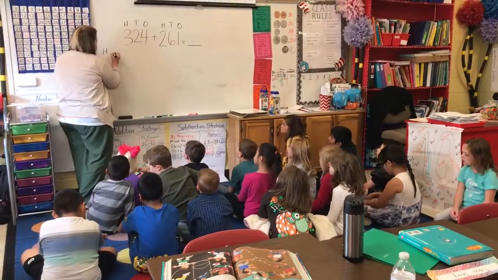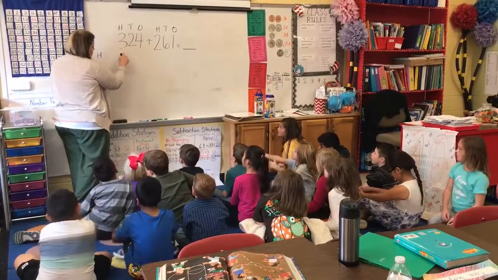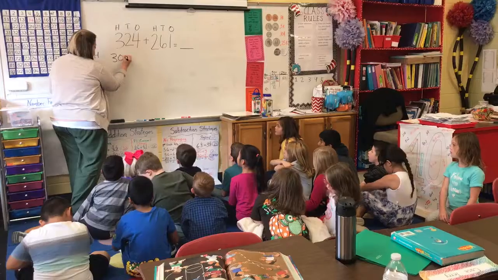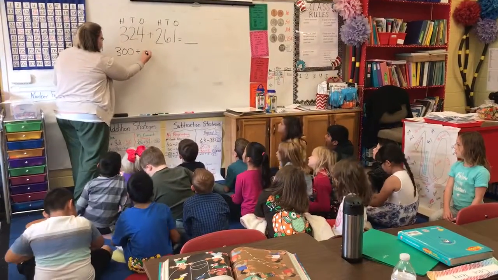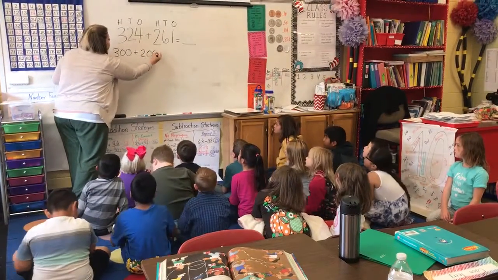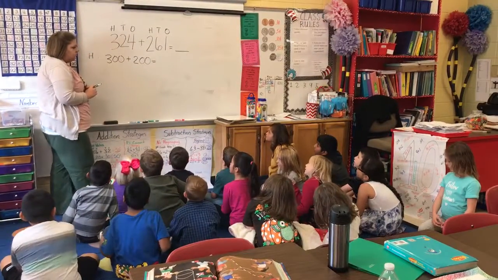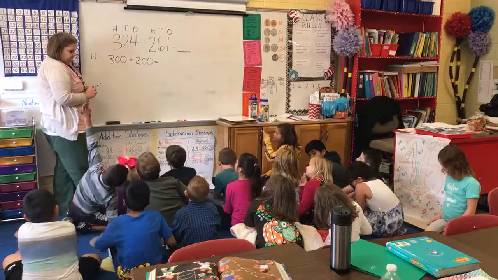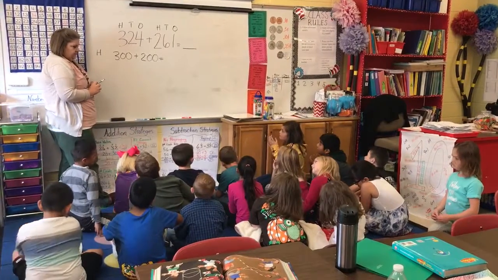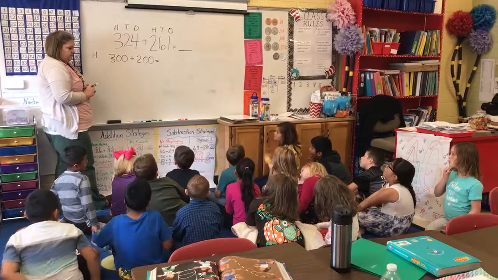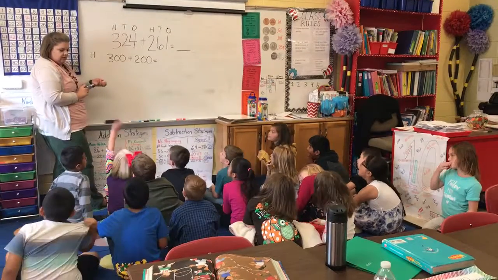What are our hundreds? 300 plus 200. What is 300 plus 200 equal? 500. Good. How did you do that? I added the 3 and then the 2, and that made 5, so I added 300 plus 200. Good. What's another way you could do it?